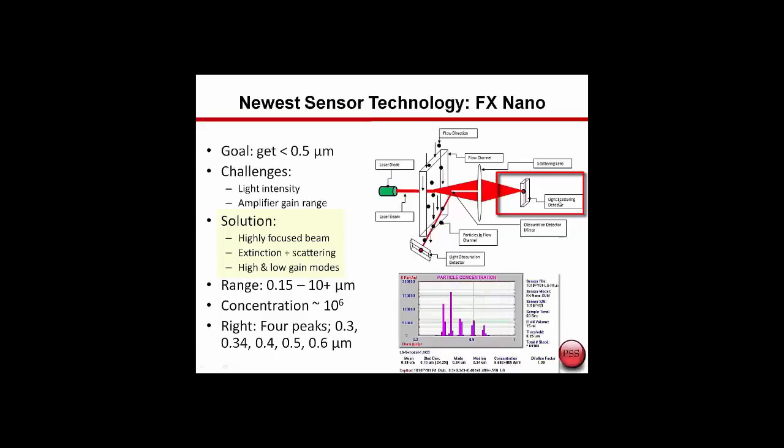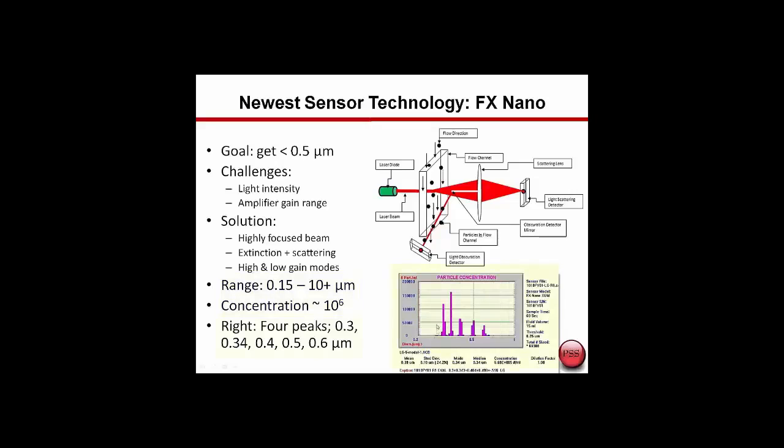By combining these two different sensors, and we actually have to work in both high and low gain modes because we have a certain saturation across the range of the pulse height analyzer. With these improvements in technology, we can now measure from 0.15 microns, which is 150 nanometers, up to a little over 10 microns. Still working at these high concentrations up in the range of over 1 million particles per ml.